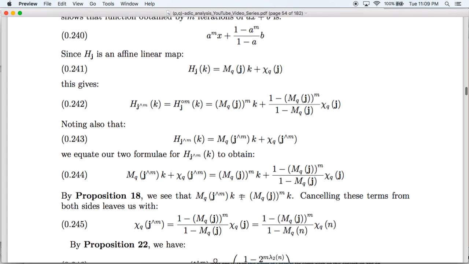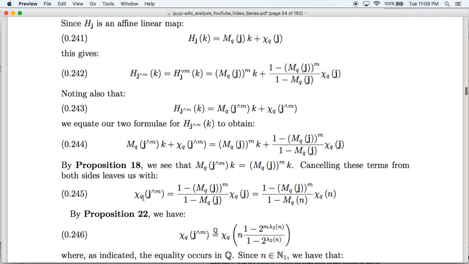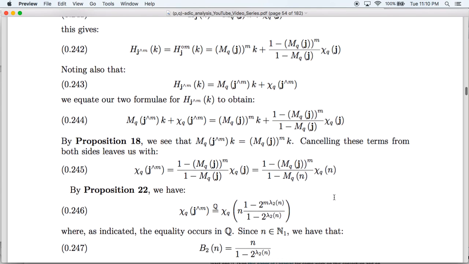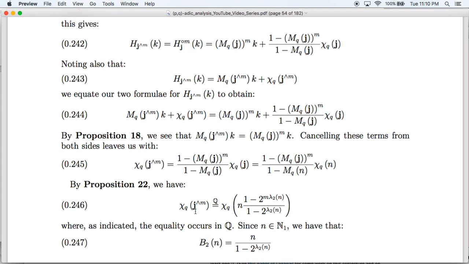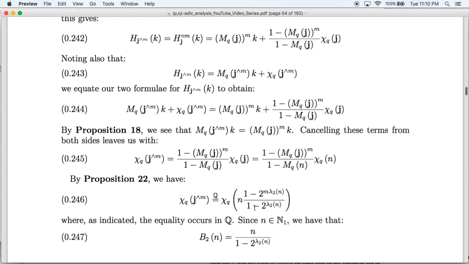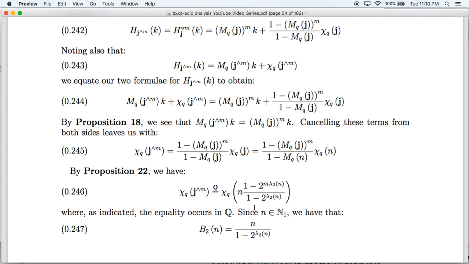And by proposition 18, mq turns wedging into multiplication, and so we can cancel those terms, and we're left with the following equality. We have this thing is equal to this thing, which is then equal to this, where we've rewritten these quantities in terms of n. By proposition 22, the one that gave us our explicit formula for bold j to the wedge m, chi-q of bold j to the wedge m is a rational number, which is the same thing as n times 1 minus 2 to the m lambda 2 of n over 1 minus 2 to the lambda 2 of n. As indicated, the equality occurs in Q.